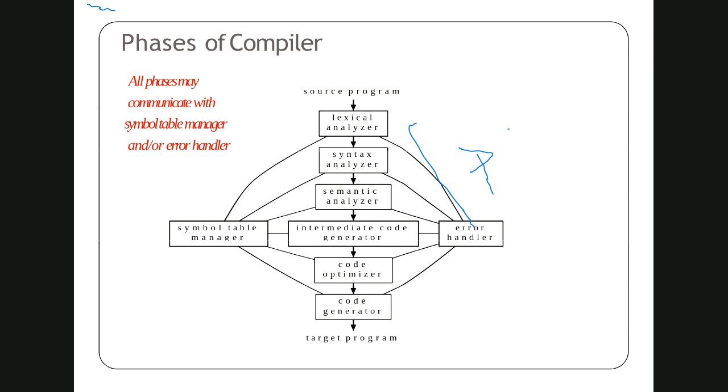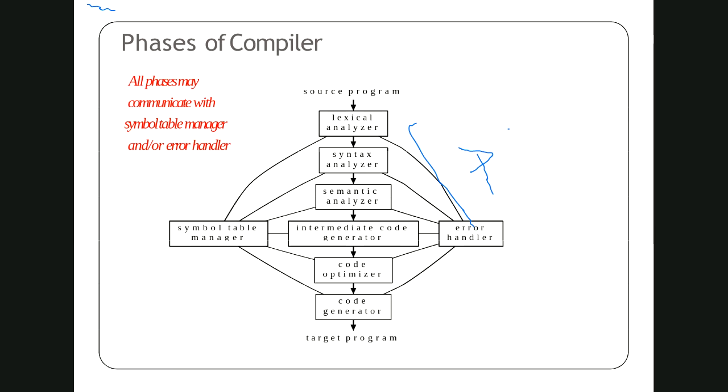Sometimes when writing a C program, you may see a warning. Who will issue the warning? The semantic analyzer. Syntactically everything is fine, but semantically something is wrong. If it is wrong, it will throw an error. If it is something suspicious, it will throw a warning.